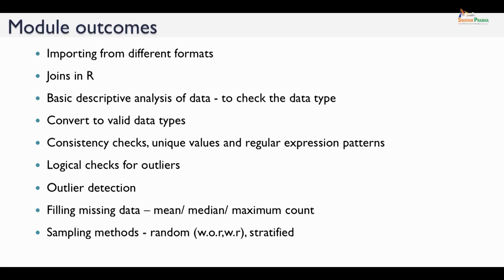If they are not, we have also rectified them, and we have done some logical checks for outliers by detecting those outliers, and we have replaced them by the mean value of the particular column. And we have also encountered some missing values in some columns, and we have filled those missing values using measures like mean, median, and the maximum count for categorical variables. At last, we have seen simple random sampling with replacement as well as without replacement, followed by stratified random sampling. So, these are all the module outcomes of the data preparation module.